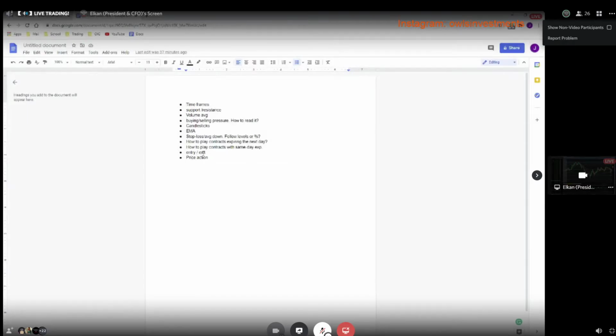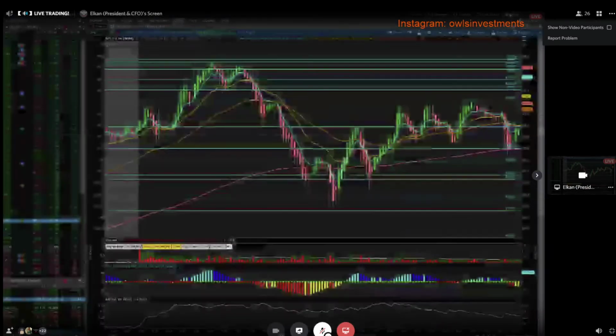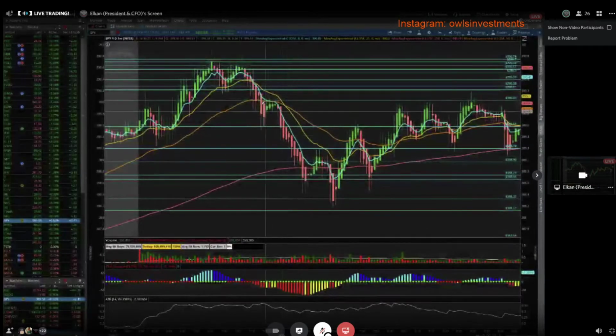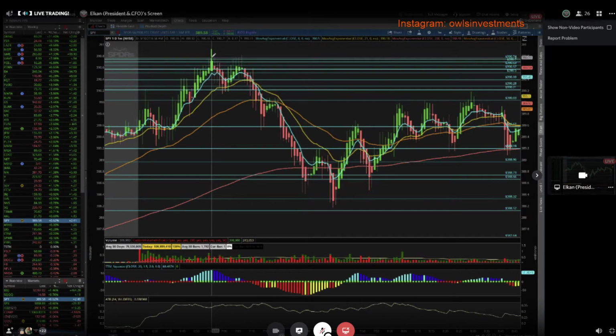How to play contracts: entry, exit, and price action, we went through it. Again, for entries, there are two options. If you're at resistance, you either want to see a break through resistance, making sure the candle closes above, which is an entry for calls, or you want to see a bounce back and a reversal, and that would make it an entry for puts.